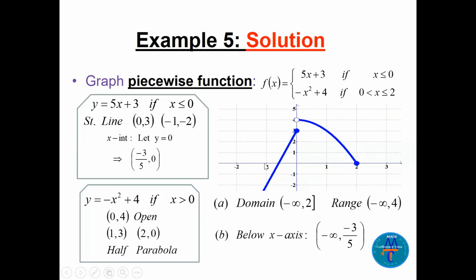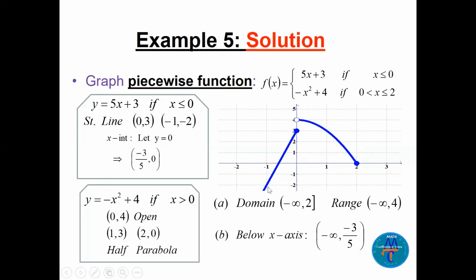Now look at the domain. Domain from minus infinity until 2, because this one is already closed here at 0. This 0 here, x equals 0 is there. Also, you can get the domain from the given. All the negatives and also including 0 until 2. So minus infinity to 2. Range will be from minus infinity down on the y until we reach 4, but open 4. See, 4 is open.